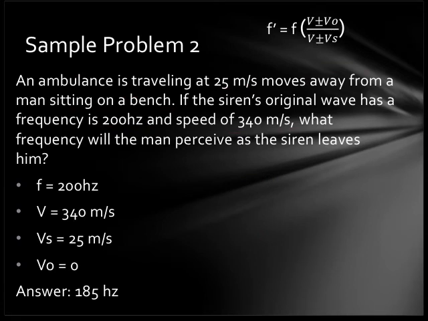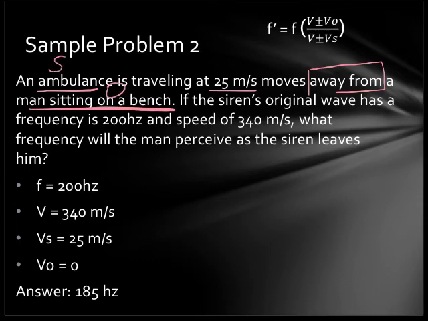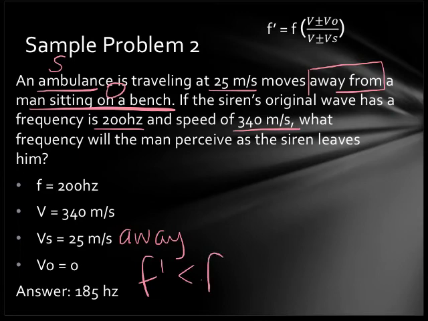Okay, second problem, very similar to the first one. We have an ambulance that's going at 25 meters per second, but this time we're going away from the man sitting on the bench. So again, our source is the ambulance, the observer is the person, and again, it's still 200 hertz of a frequency and still 340 meters per second. Key difference in this one is that this velocity Vs, our source velocity, is away. That means that f prime has to be less than f.